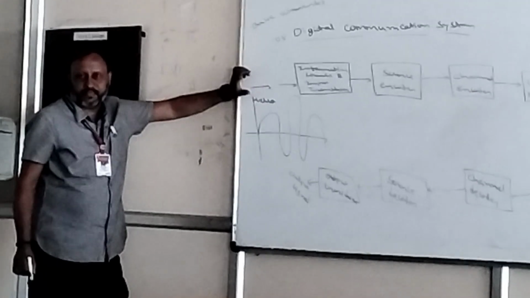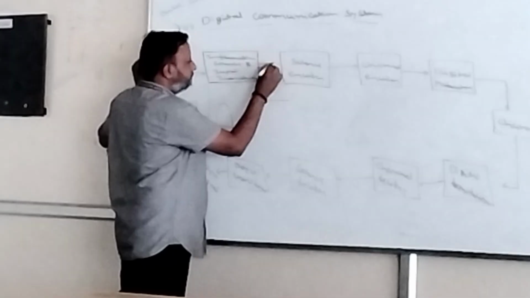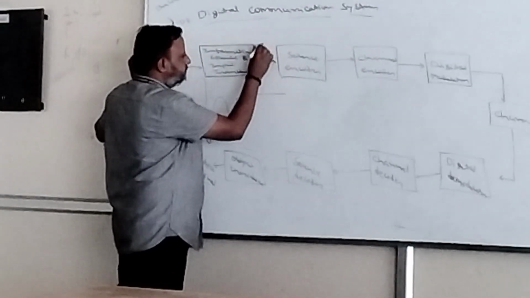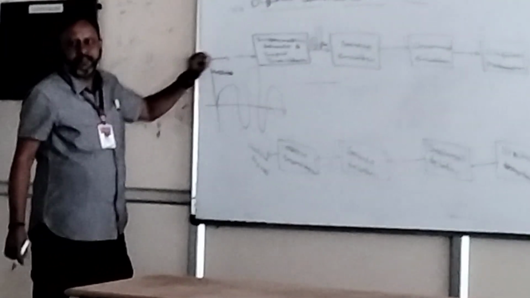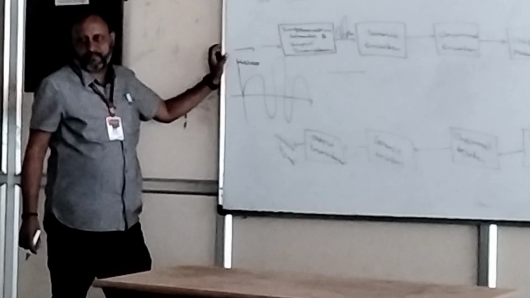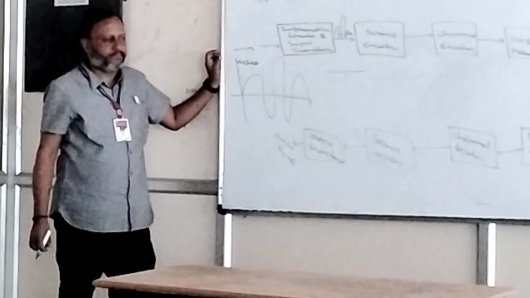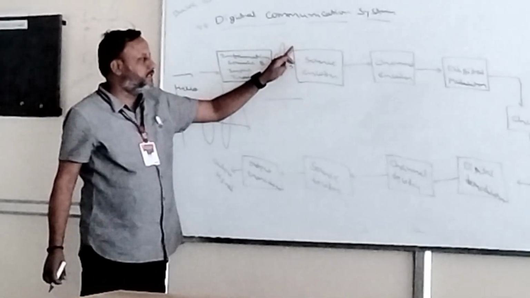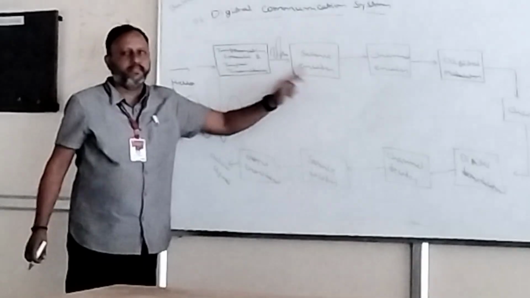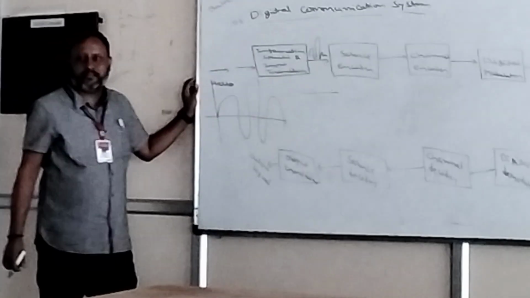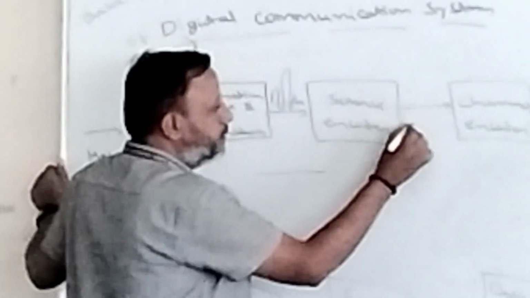This is the electrical signal. So this is the output of your input transducer, right? So this input is L, right? Now this electrical signal is converted into binary form using the source encoder. So now it is converted into zeros and ones.